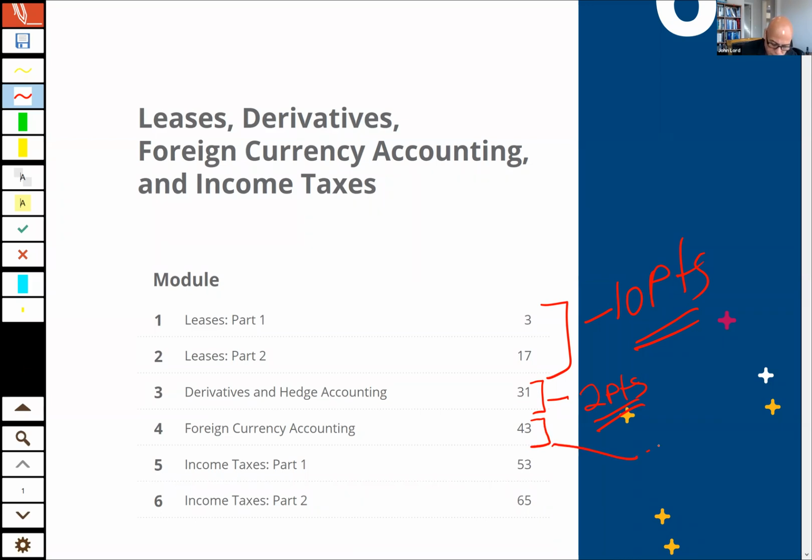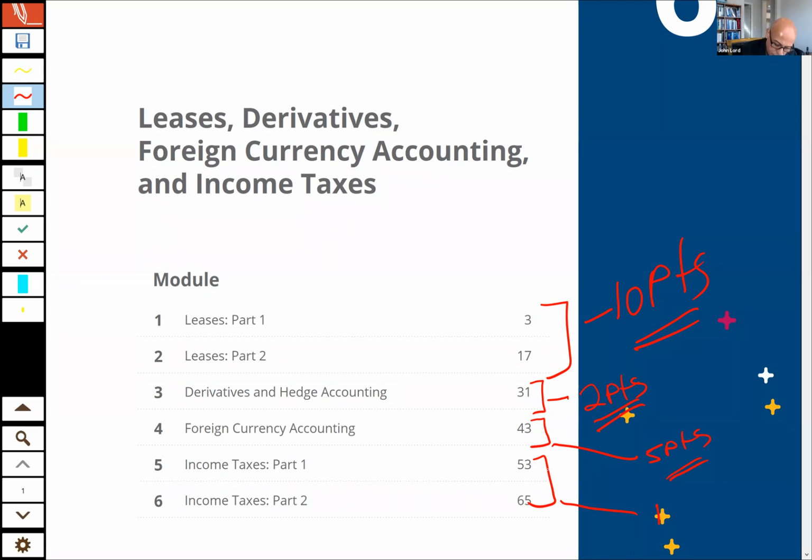Foreign currency accounting, that is a 5-point area on the exam. And I'll talk to you a little bit about how that could be folded into discussion of consolidations, which we've seen is a 10-point area on the exam. So you want to make sure and be comfortable with that foreign currency material in case they tie it into a heavier area on the exam, like consolidations.